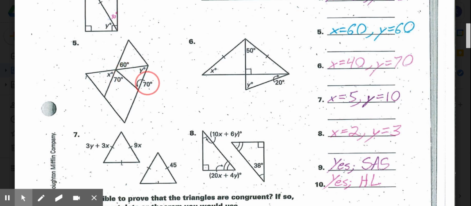So then the 50 and the 70 is 120. So what's missing out of the 180 for y? 180 minus 120 gives me y being 60 degrees.